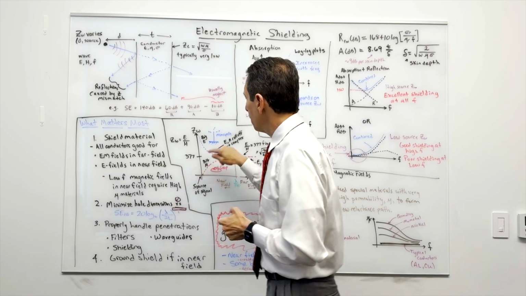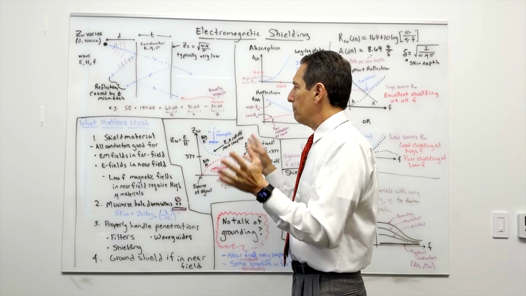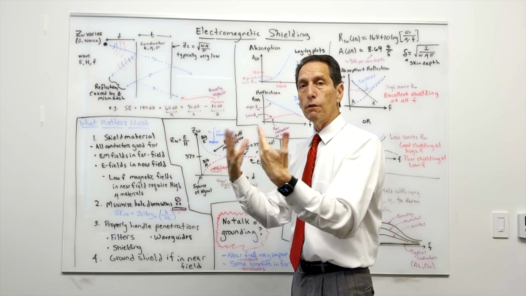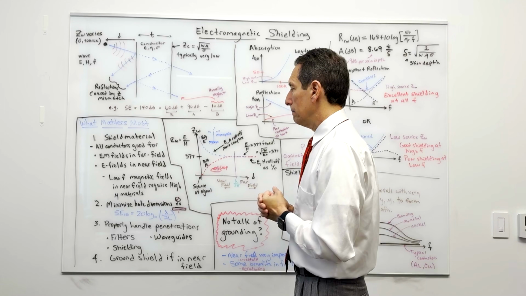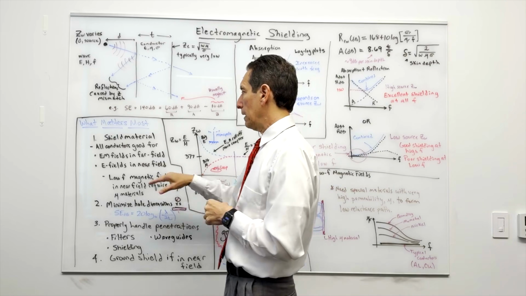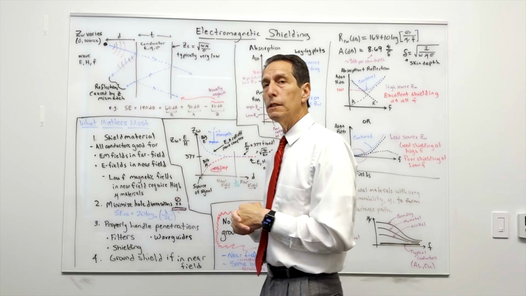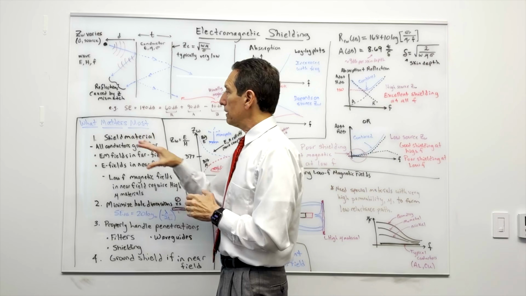If you're in the near field, down in this region here, any kind of metal would work fine as long as it's an E field dominated, an electric field dominated antenna, but not so much if it's a magnetic field dominated source. And that's what this is saying here. Low frequency magnetic fields in the near field require special materials. That's these special high permeability materials. All right, so that's about the material itself.